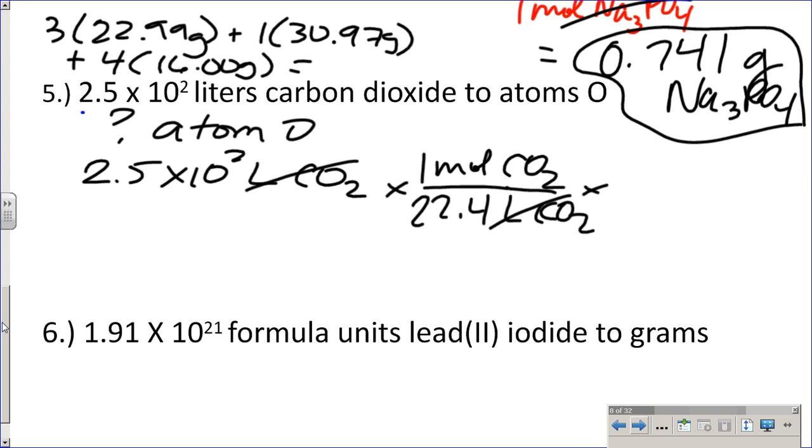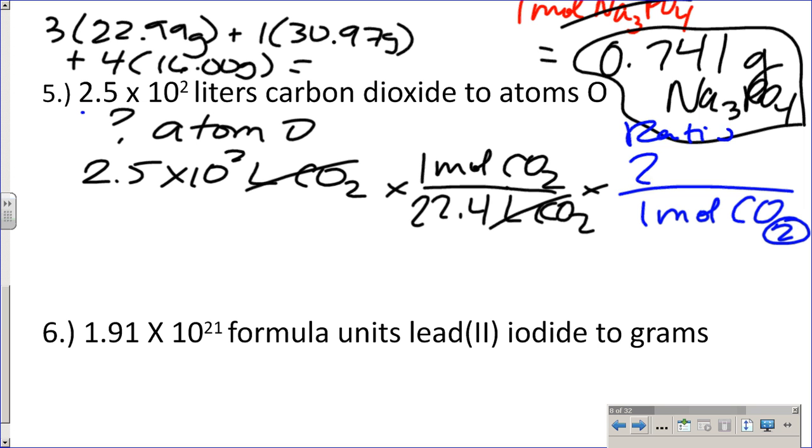Next step, I'm not to atoms of O yet. Previously, how did I get from a molecule to a component of its molecule? I did that ratio thing, right? So in 1 mole of CO2, how many moles of oxygen are there? 2, because it's a ratio. For every thing of CO2, there are 2 oxygens in it, so it's a ratio within a compound, not a random conversion factor. We're going to talk about ratios a lot next week. So 2 moles of oxygen.